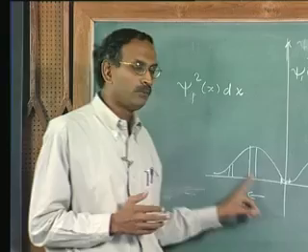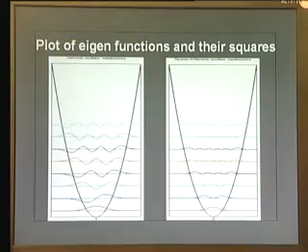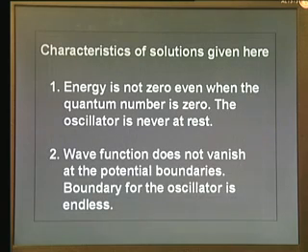So please remember that from the plot of the squares of the wave functions and the analogy for the probabilities, we have some interesting conclusions that need to be kept in mind. Let me summarize the solution today and then we will move on to the hydrogen atom.